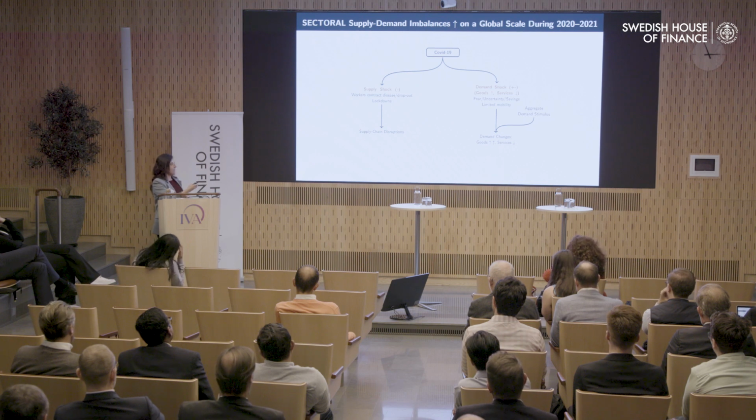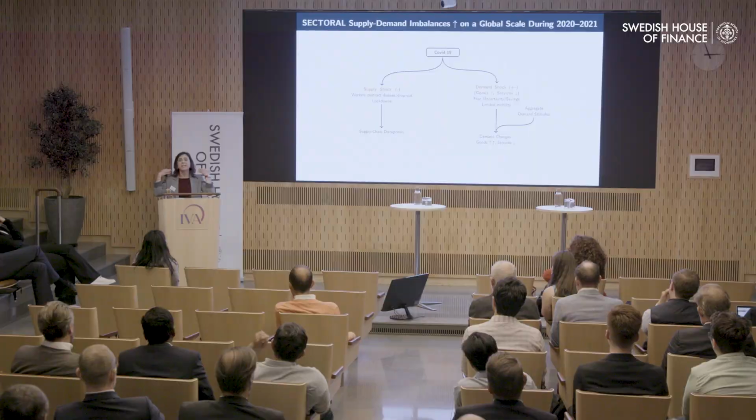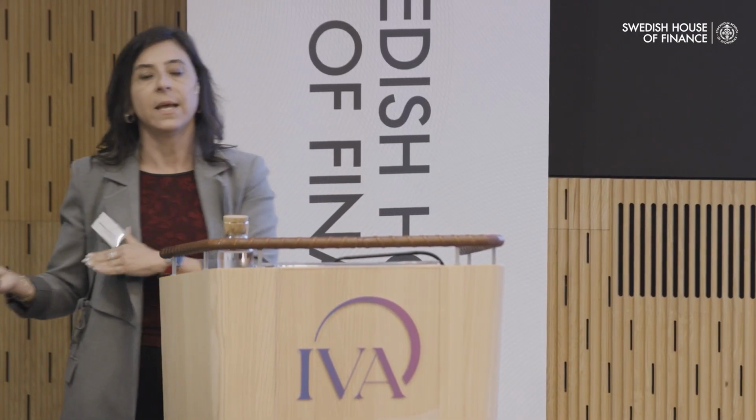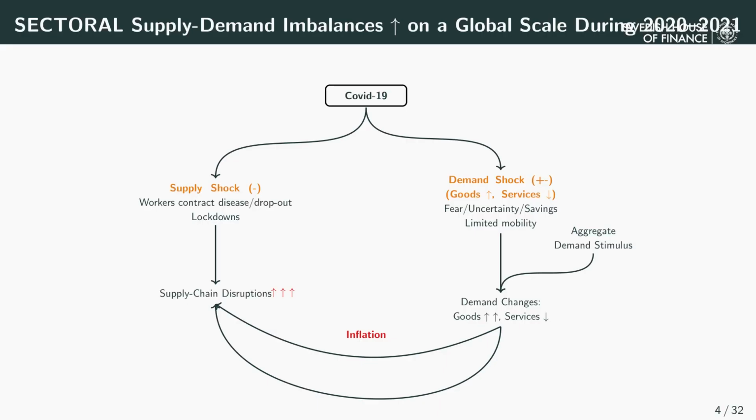Now, what does this aggregate demand stimulus mean? You are going to put this thing on steroids, right? You stimulate the economies, and then without recovering from COVID completely, you are going to increase goods demand more while services are still not recovered. That means worsening supply chain disruption and, of course, inflation. I mean, inflation was bound to happen out of this scenario.